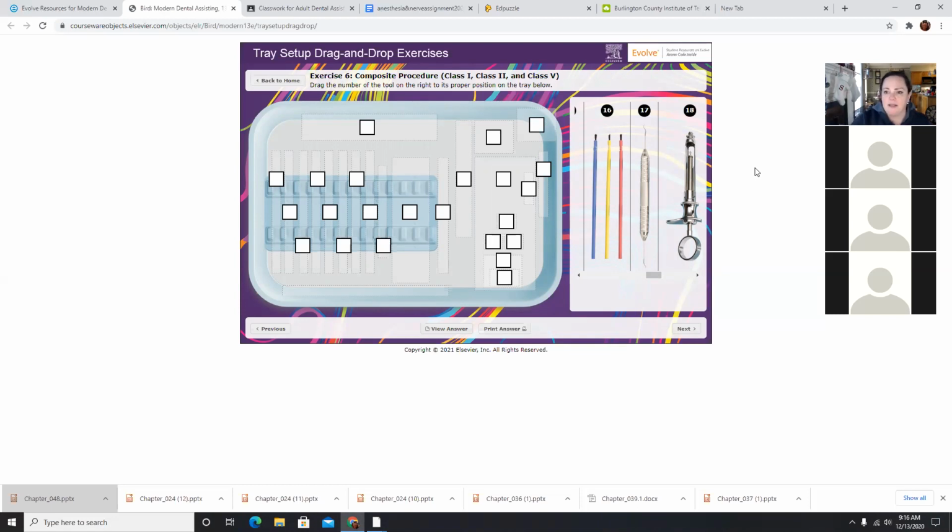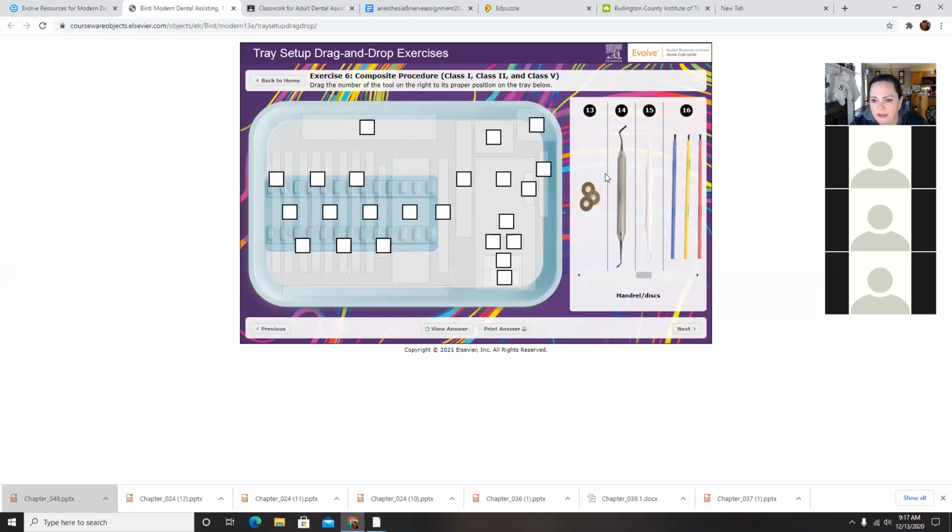So, and this is an explorer, okay? What does an explorer, a mirror, and cotton pliers make up together? A basic setup. On every tray, there's going to be a basic setup. That's a fact, okay? What else do we need for a composite procedure? What instruments do we need? Plastic instrument. We need a plastic instrument, or a composite instrument.